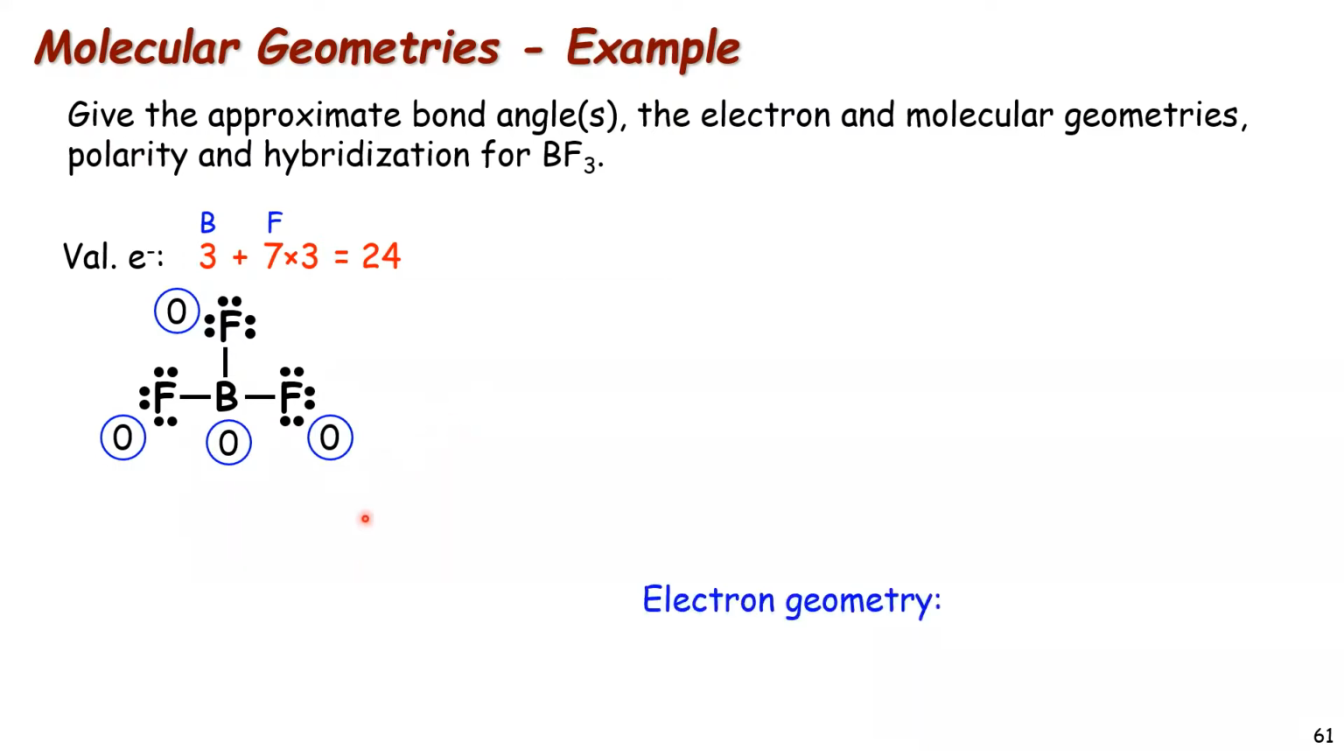So next, we need our electron geometry. So there are 1, 2, 3 regions of electron density. So it's going to be trigonal planar. Our perspective drawing is going to look like this. These are all in the same plane, and these are about 120 degrees apart from one another. Our central atom was the boron, and then we had the 3 fluorines around it.